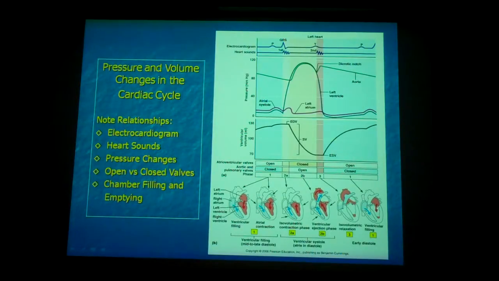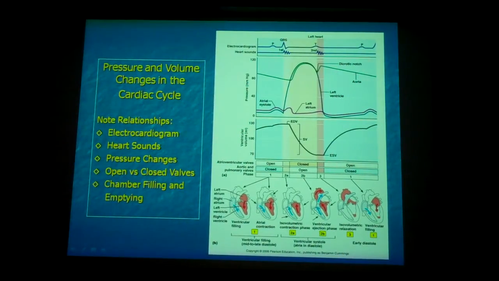The aortic valve closes, and we get the second sound. And now the ventricle and the atria are relaxing, as we saw in our cardiac cycle. And now we're getting ready for the next beat, and you're going to repeat the same thing that you just saw here. All right, now let's look at the volume changes in the ventricle related to the pressure changes.